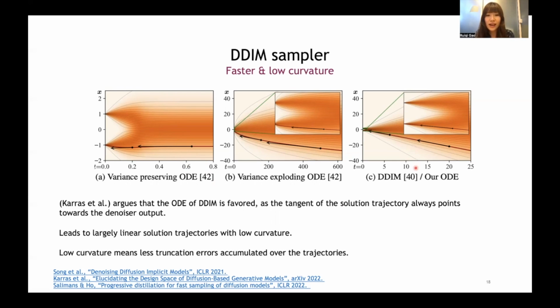While for DDIM, we can see that most of the solution trajectories are linear with low curvature. It is known that low curvature usually means less truncation error accumulated over the trajectories. So with this kind of trajectory, we have a smaller chance of accumulating errors, thus enabling us to use fewer diffusion time steps, fewer sampling steps, in inference.